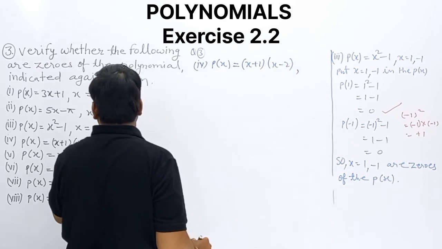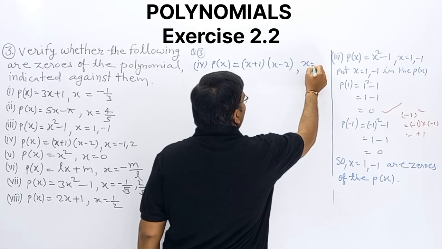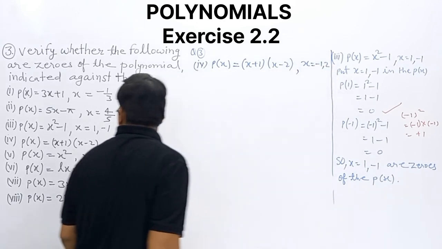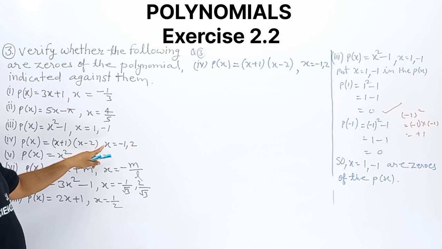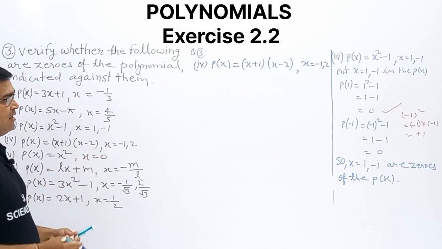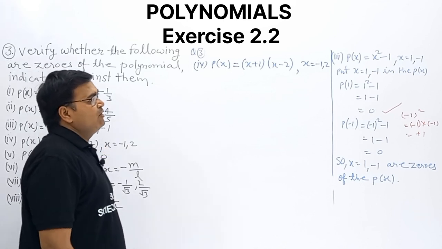And what are the zeros? X equal to minus 1 and 2. Again, check this one. Question 4: P of x equal to x plus 1 into x minus 2, and the given zeros are minus 1 and 2. This is the given question.